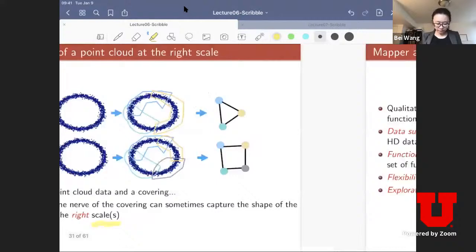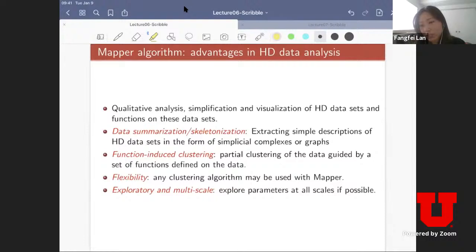So there's a question in the chat. Mitchell asked, did the covering set for the circle have to be open intervals? Is that why they were just missing endpoints? I'm not sure what it means. Oh, yeah. So right now, when we talk about cover, we always talk about open intervals, right? Right now, we always talk about open intervals for the time being.